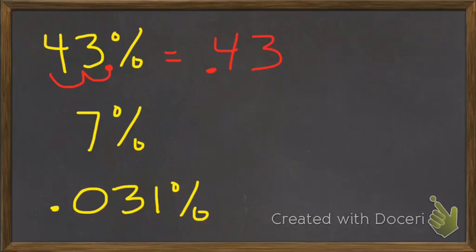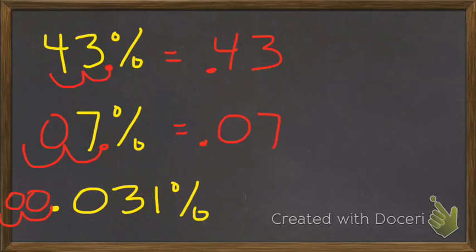7%, you have to add a 0, 1, 2. So 0.07. And 0.031%, I still have to move this 2 places to the left. So I'm going to add 2 zeros, 1, 2. So as a review, this is how you change a percent to a decimal.